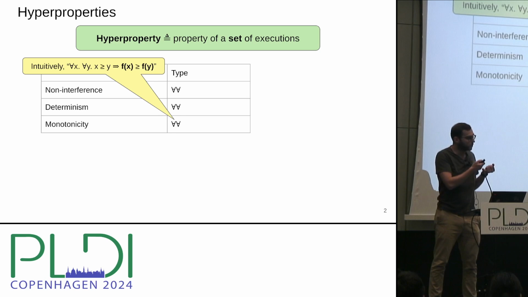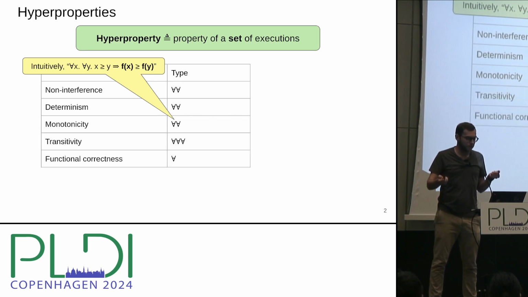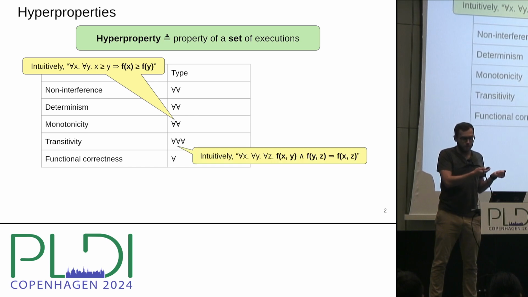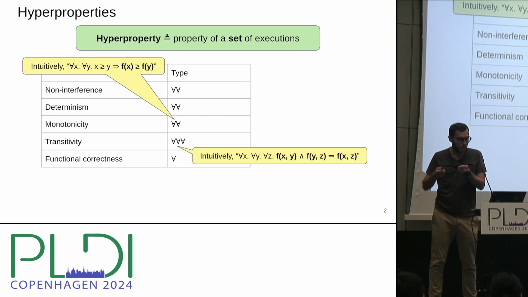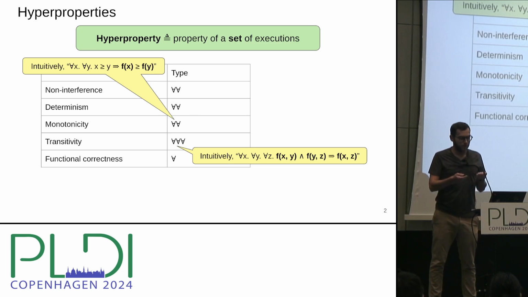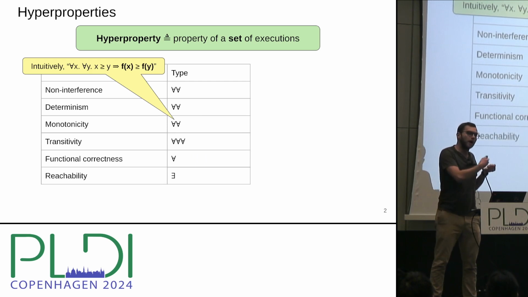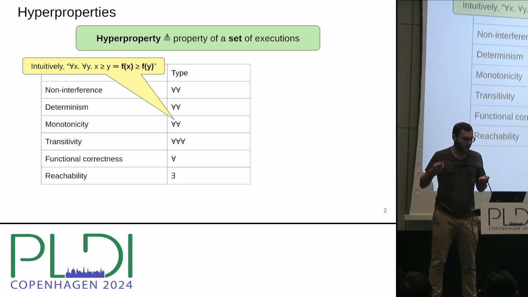Monotonicity is two-safety because intuitively it compares two runs of the same execution. There are also k-safety hyperproperties for more than two executions. One example is transitivity, because again, intuitively it compares three runs of the same program. Or functional correctness only cares about single executions. But we also have hyperproperties that existentially quantify over executions. So reachability is one example, either reachability of some good outcome or reachability of a bug a la incorrectness logic.